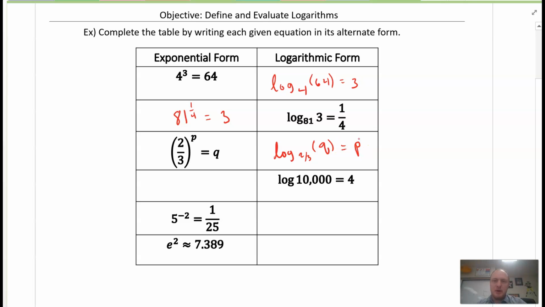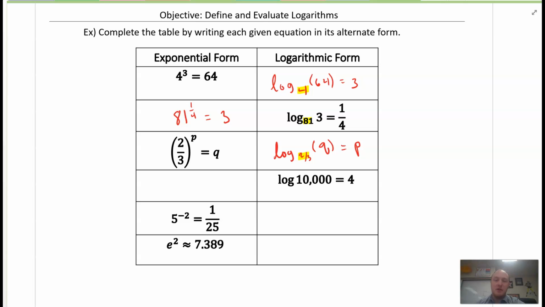And an important thing to remember, make sure that these logarithm bases here are subscripts. So they're kind of smaller than the rest of your writing, okay? So make sure you don't write it super big.